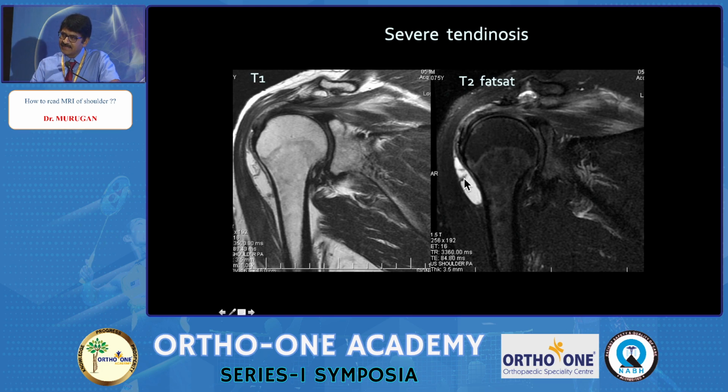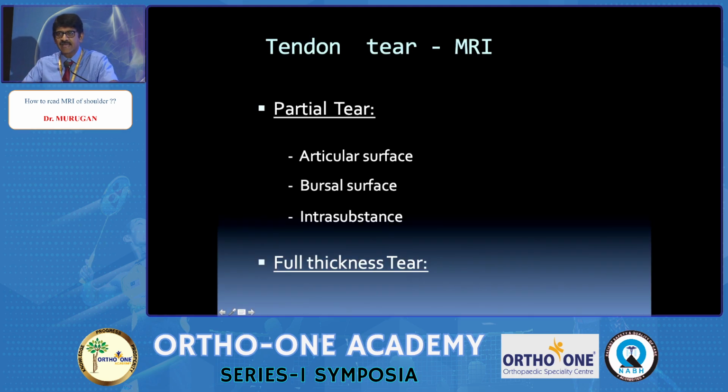Okay, this is the fluid in the subdeltoid bursa. In fact, this patient has got all the features of impingement, though impingement is a clinical diagnosis, not an MRI diagnosis. You can see bursitis, you can see AC joint arthropathy and subacromial spur, all. But still, there is no fluid signal within the tendon. Coming to tear, of course, we know that's partial and full thickness. Most of the tears are articular surface. Less common is bursal surface and intrasubstance.